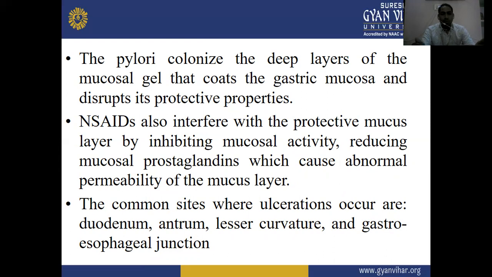Next one is the common site. The common sites where ulceration occurs are the duodenum, antrum, lesser curvature, and gastroesophageal junction. Lesser curvature is the boundary of the stomach that in humans forms a relatively short concave curve on the right, from the opening of the esophagus to the opening of the duodenum.